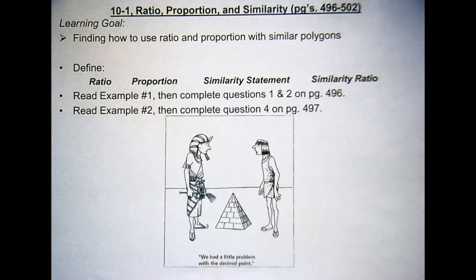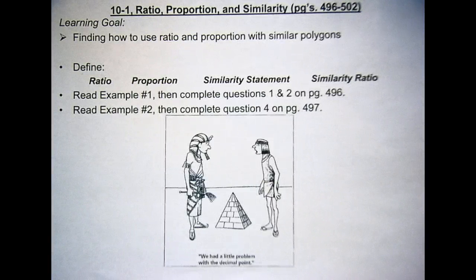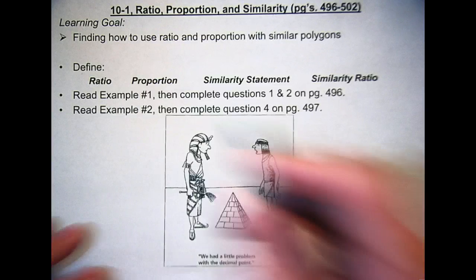All right, who's defined ratio? Good. Who's defined proportion? Very good. How many have found similarity statement? Similarity ratio. We did that stuff back in chapter 2. I believe page 103 is a good place to look. What is a ratio again? Carson? Comparison of two numbers by division. Good. A comparison of two numbers by division.